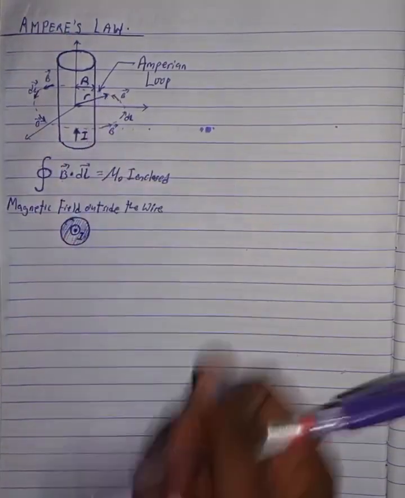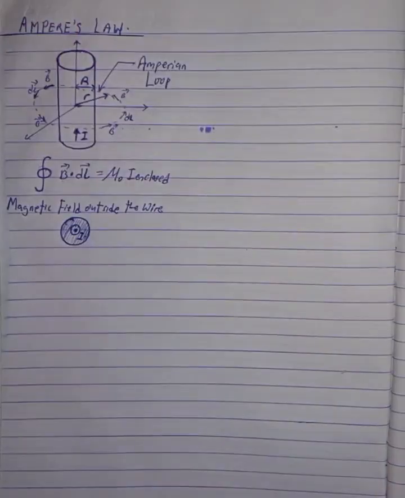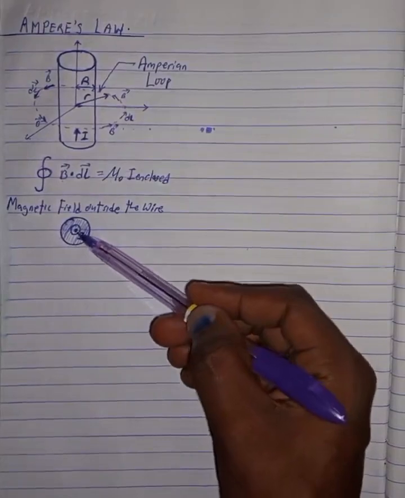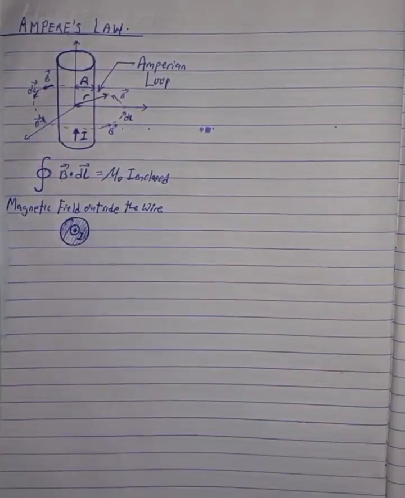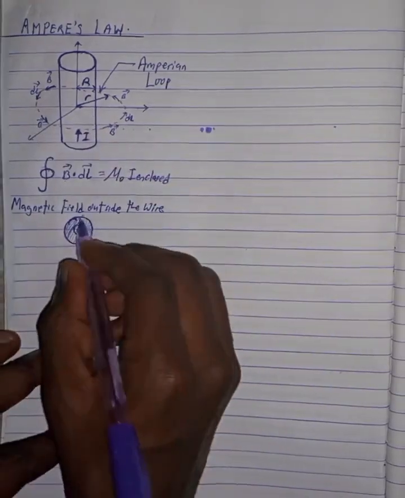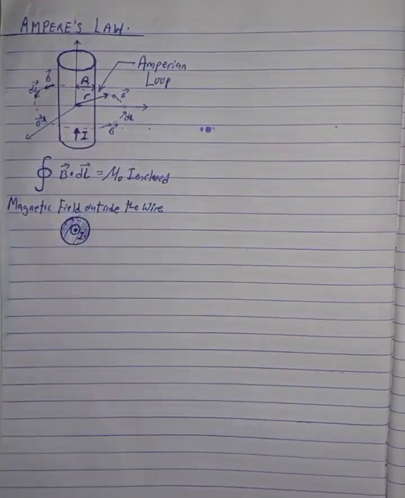I want to draw it in a way that I consider it from the top like this. Now, look at this. The current is coming outward. And remember, if it's coming outward, if I place my thumb like this, then the magnetic field is around in this direction. Now, if I want to find the magnetic field outside this wire, what happens?